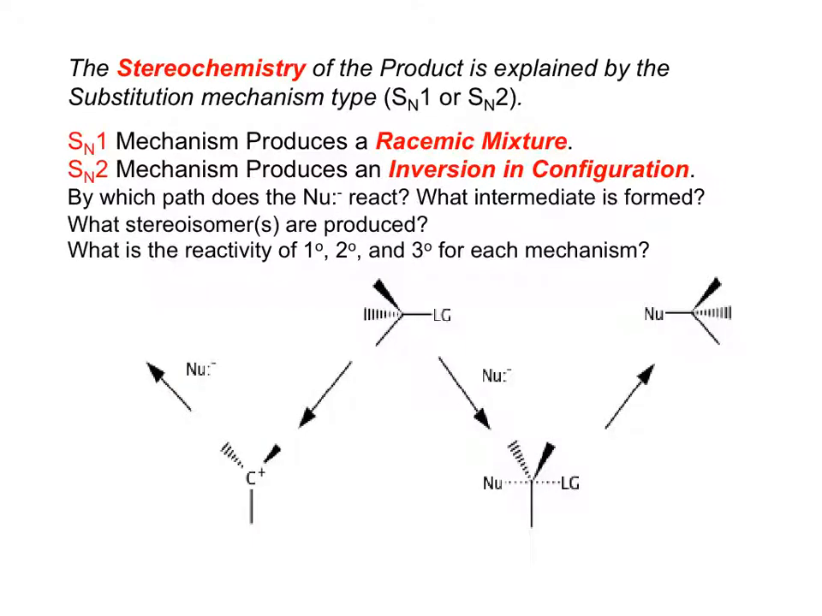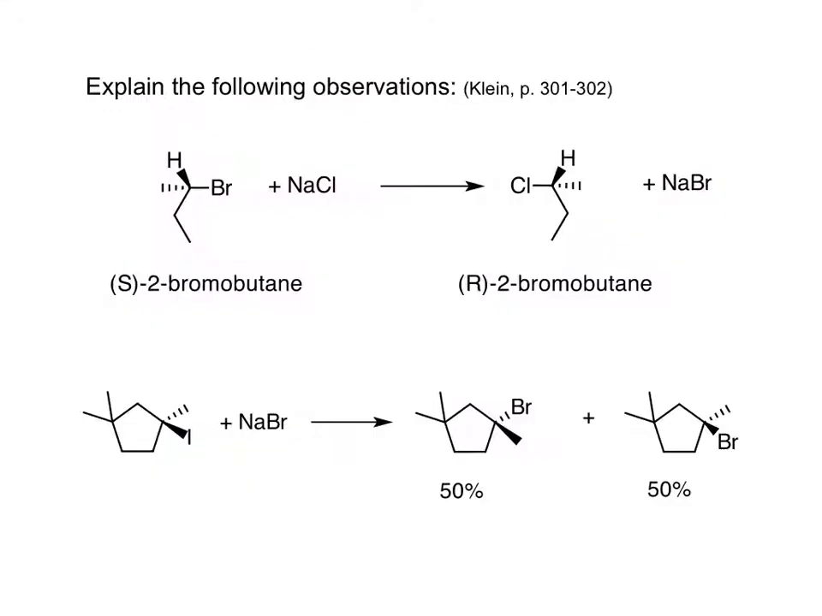The substitution mechanism helps explain the stereochemistry of the products. If the mechanism is SN1, a racemic mixture forms. If the mechanism is SN2, we get an inversion of configuration, that is, an R reactant forms the S product. So stop the video and answer these questions. And the answers are, so now we can explain these observations.